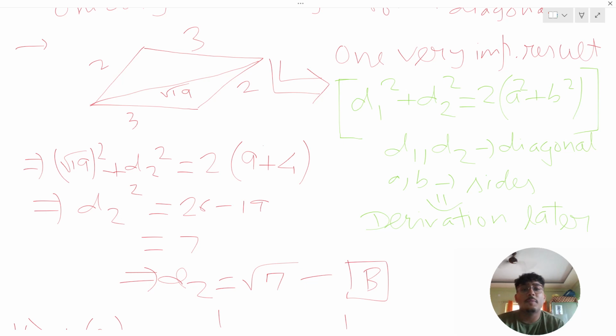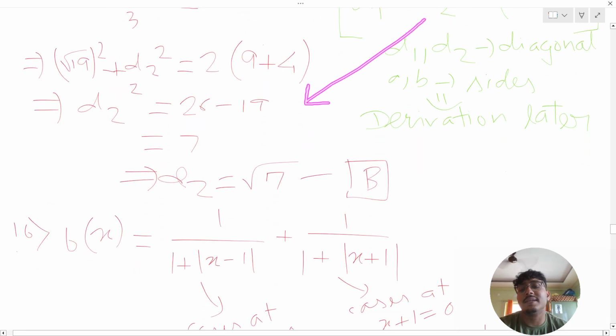So this formula says d1 square plus d2 square equals twice of (a square plus b square), where d1 and d2 are my two diagonal lengths and a and b are my two adjacent sides. So now this is a direct hack for solving this question. You know this formula, you apply it, you get the answer in no time. But yes, it's going to be a little lengthy if you do not know the formula. So yeah, I apply this formula, putting in the values, simple plugging in, I get my d2 to be root 7, which is my option B.